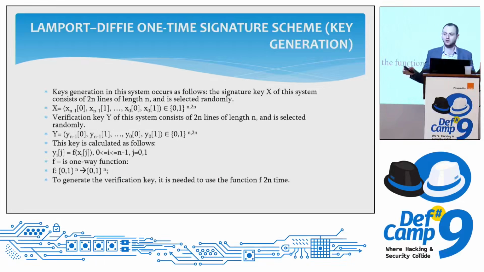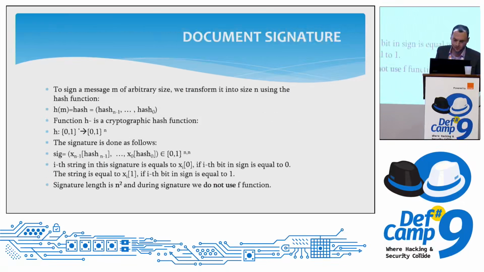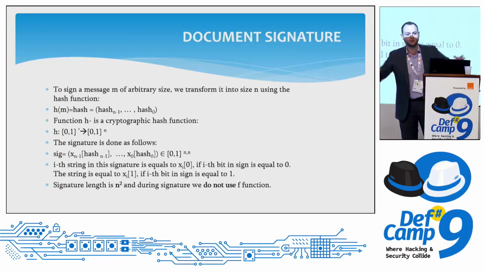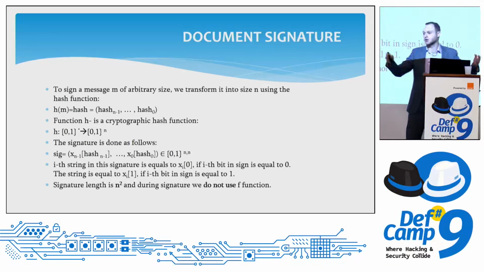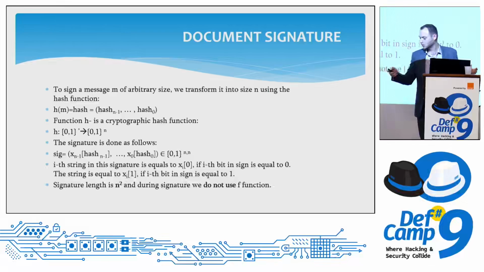And in the Lamport signature scheme, as you see, we need to apply the function 2n times, and we will use this result. So how do we sign the message? First of all, we hash it. Why do we hash it? Because it can be really big and we need some concrete size n. We hash it using the hash function h, which receives input of arbitrary size and maps it to concrete size n.